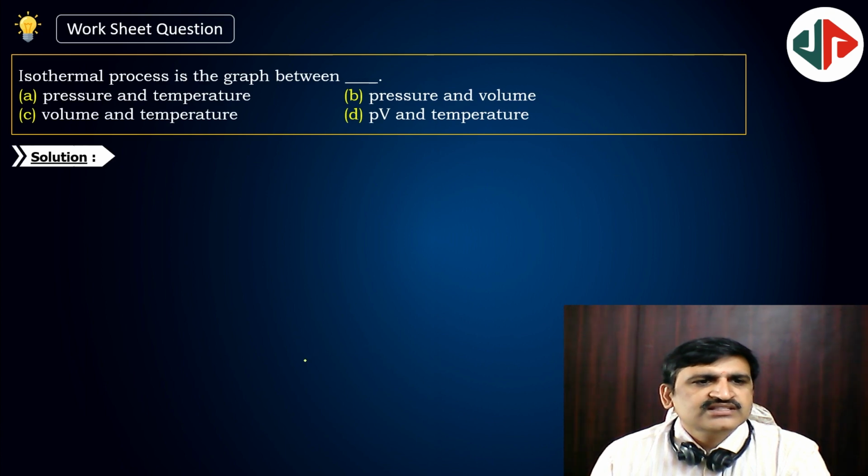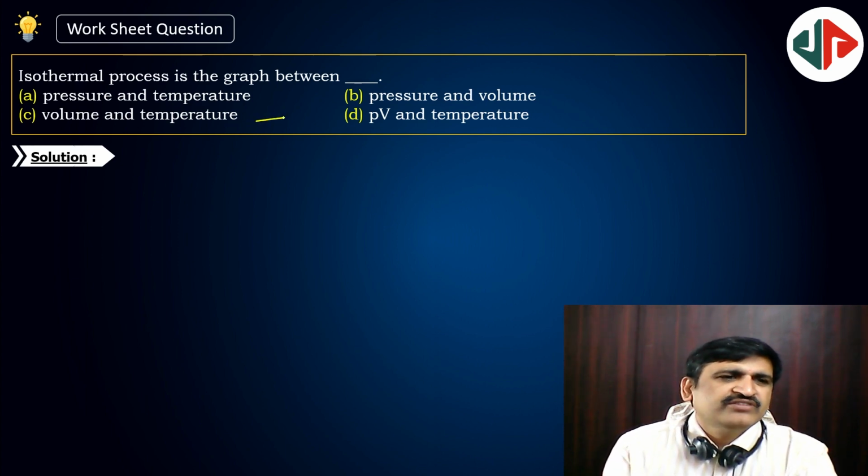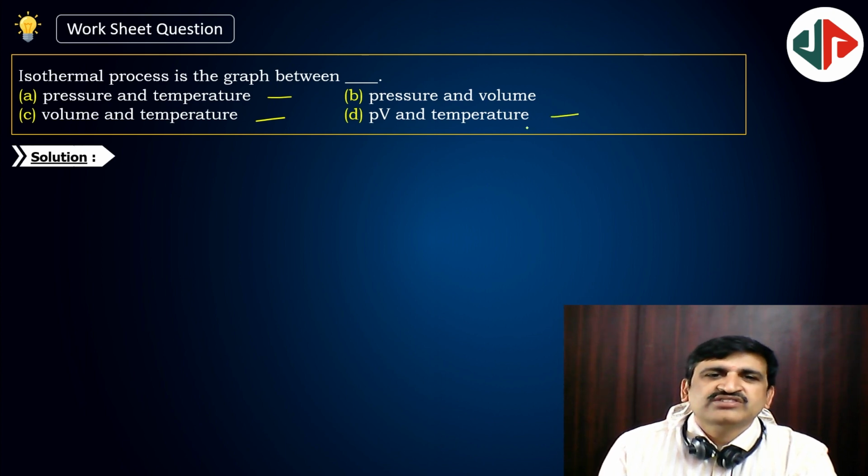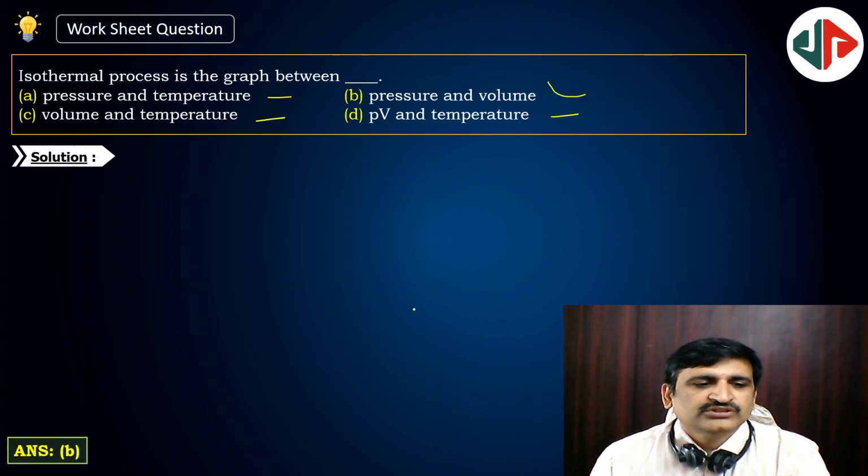Isothermal process: the graph between pressure and temperature, pressure and volume, volume and temperature. See, for isothermal, it will give you a straight line; volume and temperature also will give you a straight line only. Pressure and volume will be a parabolic graph. So option B.